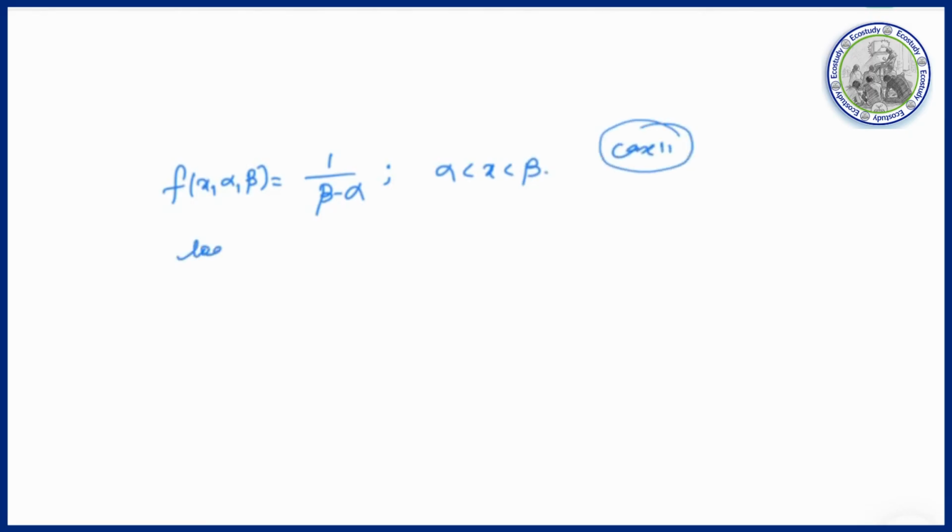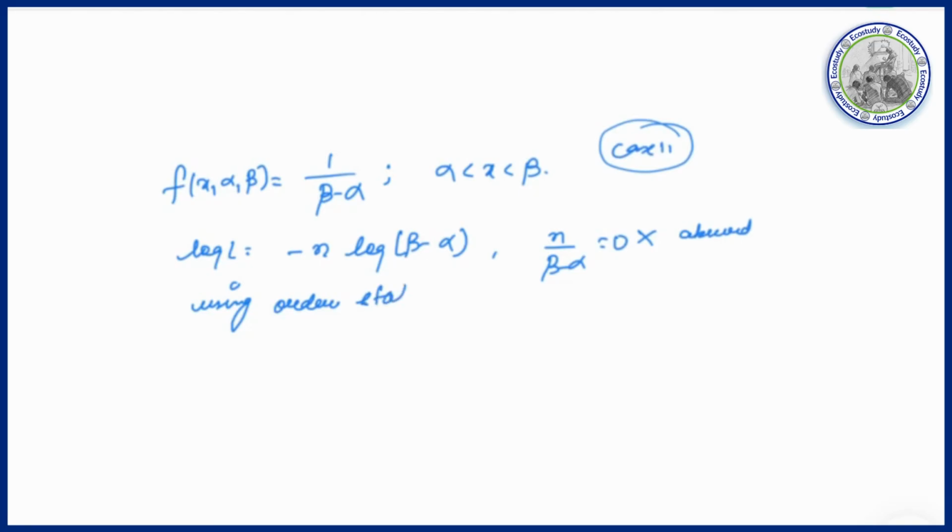Same question: if you take the log L, I will just type directly log (beta minus alpha), and when you differentiate it you will get log (beta minus alpha) is equal to 0. That is absurd. Then how will you use it? We will use the same concept of order statistics, using the same concept that I have used above.